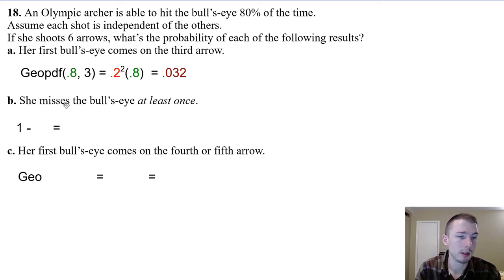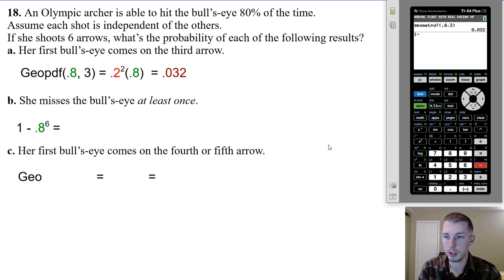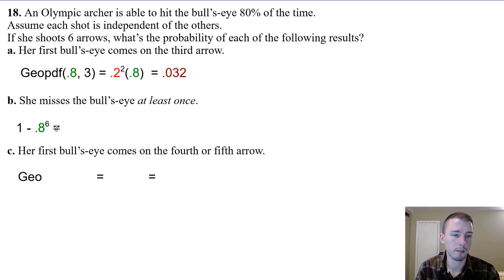All right, so she misses the bullseye at least once. Anytime we see at least once, our clue is to do the complement. So we're going to find the probability that she doesn't miss at all, which means she hits all of them, which would be 0.8 to the 6th power. And then we put that in the calculator. So we're going to do 1 minus 0.8 caret 6, which is going to give us 73.8%. And I don't think I updated that one. Yeah, I did. Okay, so 73.8%.